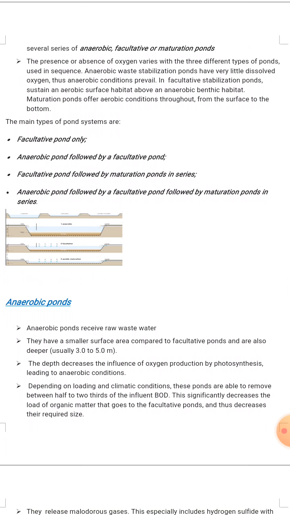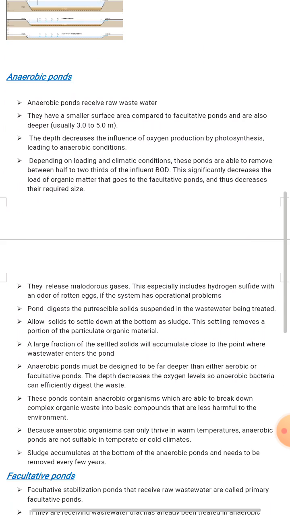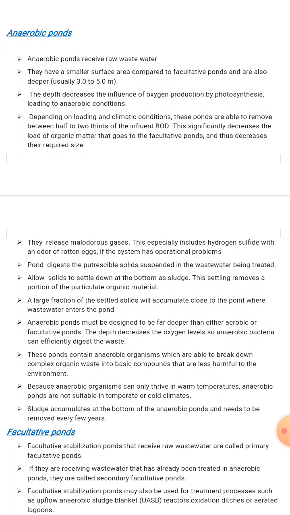The main type of pond system is an anaerobic pond followed by a facultative pond followed by a maturation pond in series. The image shows the series of ponds. First one, anaerobic ponds. They receive raw wastewater.